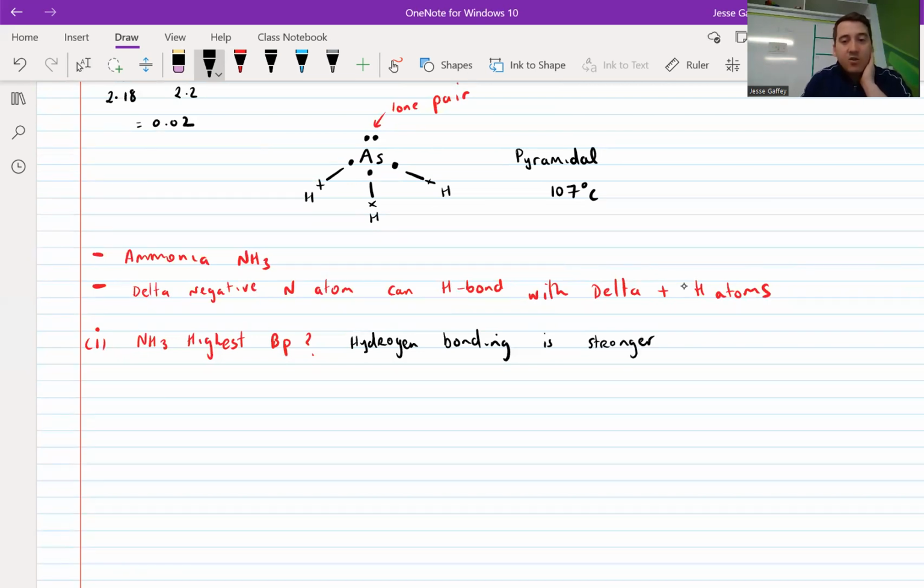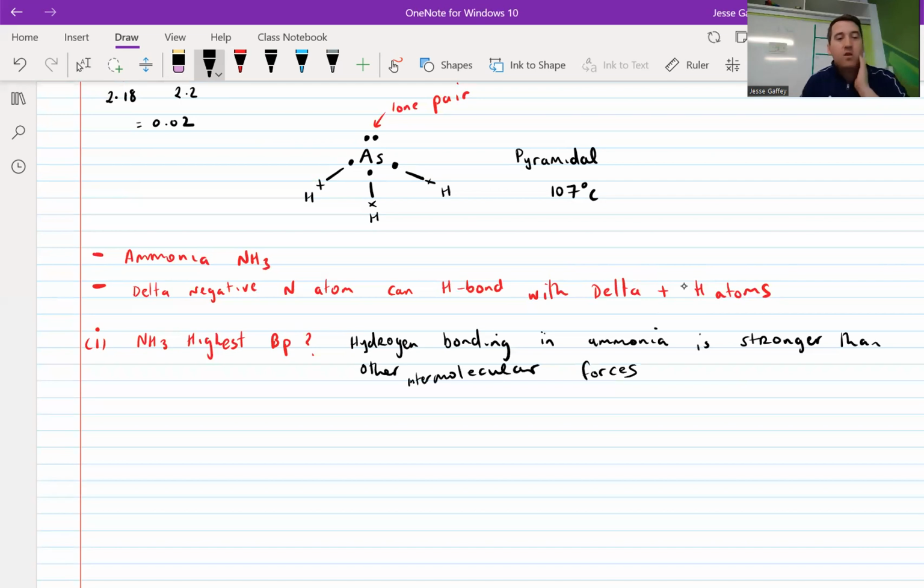I should probably say hydrogen bonding in ammonia is stronger than what either of the other two have. Stronger than the other intermolecular forces. So this is what makes them have a higher boiling point. I should say intermolecular forces.